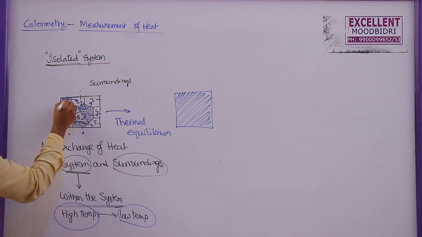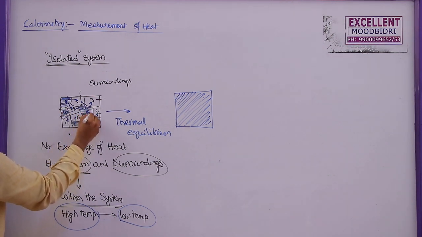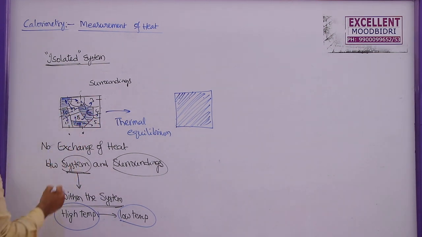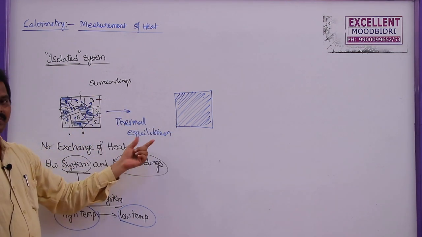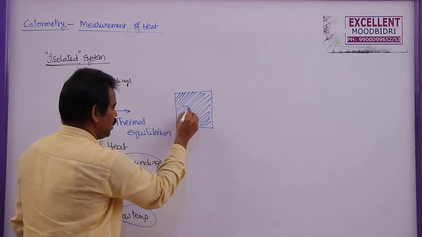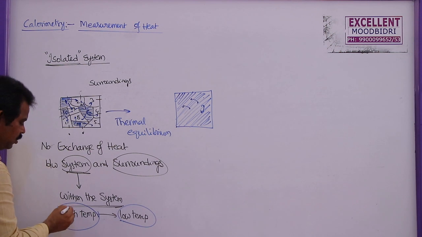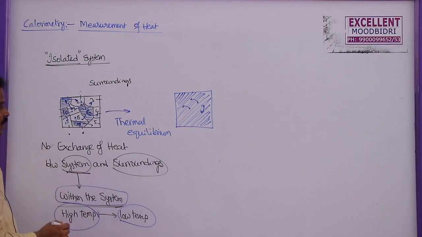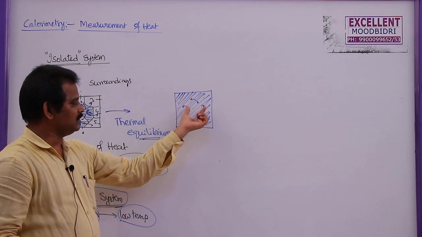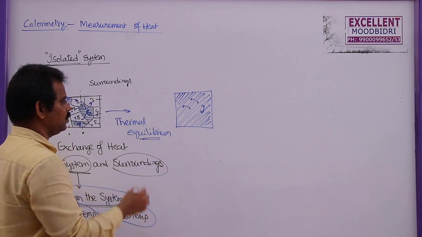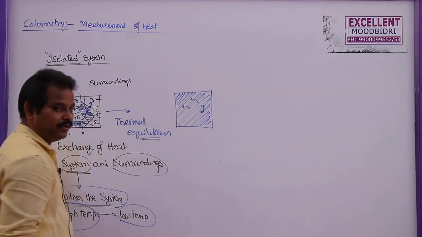Here, 1 is having high temperature, 10 is having high temperature, 6 is having high temperature, 7 is having high temperature. But after some time, the body will attain thermal equilibrium. Then within the bodies there will not be any heat exchange. So the entire system will get thermal equilibrium, and the exchange of heat between the parts will cease. Then it is said to be under complete isolation.